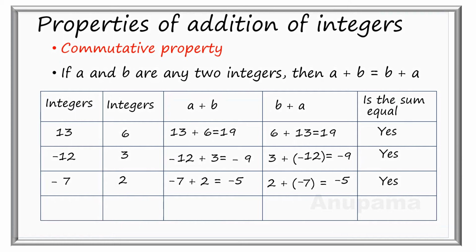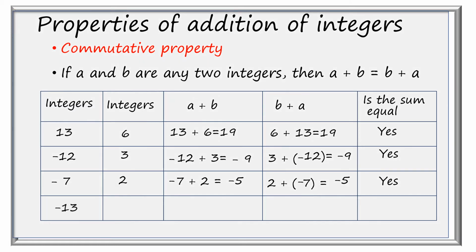Let us take two integers which are negative, minus 13 and minus 6. Let us add them and find a plus b. So minus 13 plus minus 6, what will we get? Minus 19. And just change the order, then also you will get minus 19. It means the sum is equal.